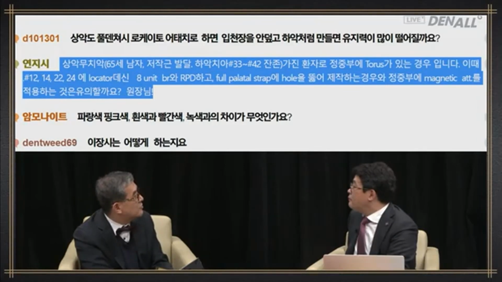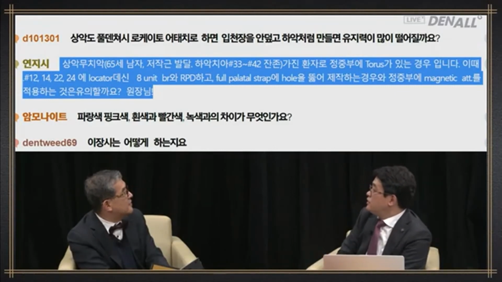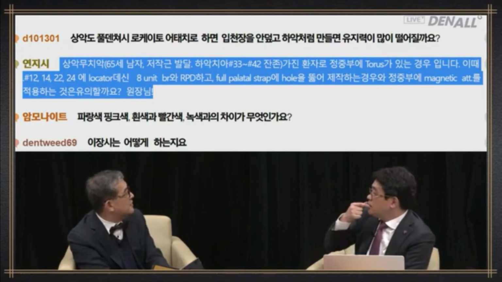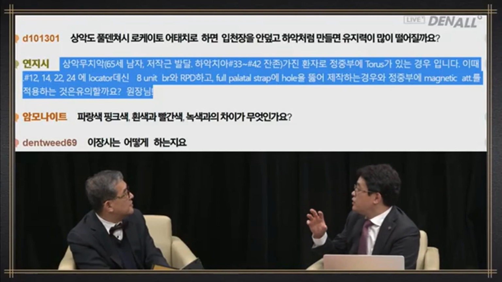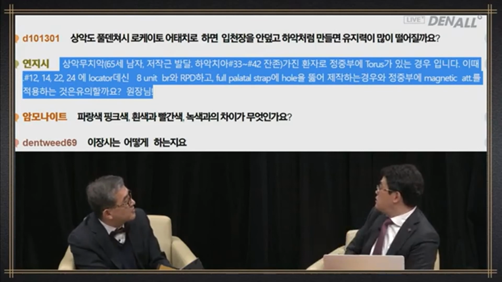Full palatal strap and a hole. Magnetic attachment in the center. I think this person is trying to describe that in the lower there's number 33 to 42 and the plan is to use RPD. Yes. Placing 4 implants. It looks like implants supported RPD up to number 4, making 8 surveyed crown and creating RPD. Towards the palatal, the person is suggesting AP palatal strap.